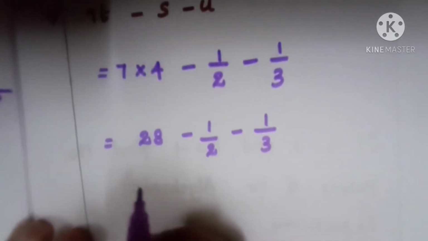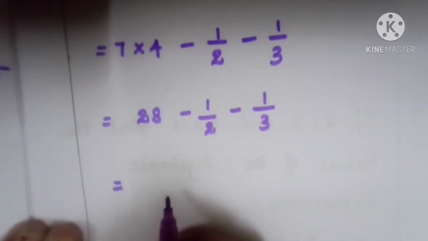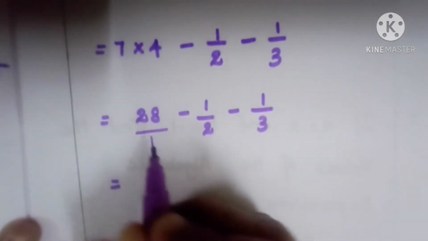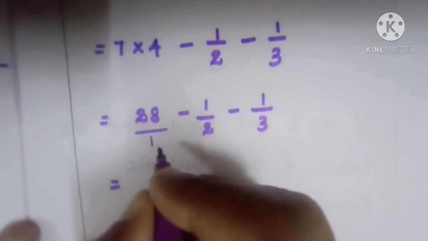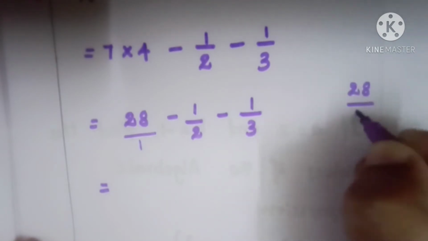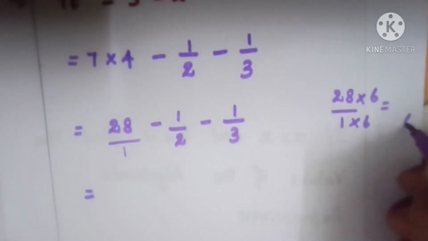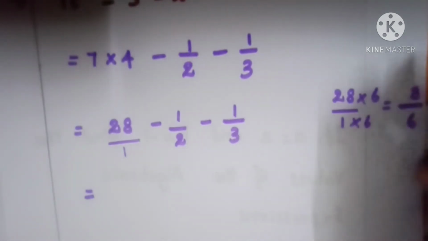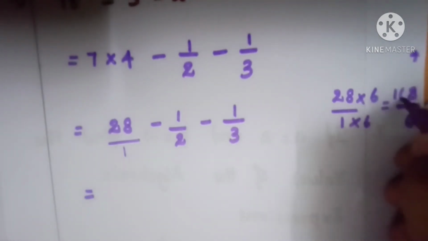Here they are fractions. So how will you subtract that? You have to take the LCM and subtract it. So 28 divided by 1. What is the LCM for 2 and 3? We get 6. So you have to multiply into 6. So 28 by 1 into 6. We get 1 6 is 6 and 28 into 6. 8 6s are 48, 4 remainder, 2 6s are 12, 12 plus 4, 16.